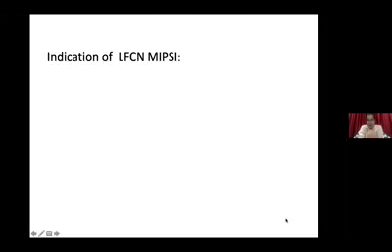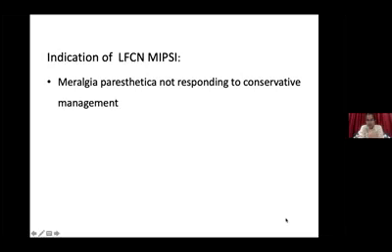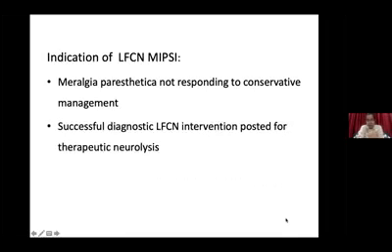In these patients, there is an indication for an LFCN block whenever there is failure of conservative management, or when we have to pose the patient for therapeutic neurolysis. We need a successful diagnostic block.